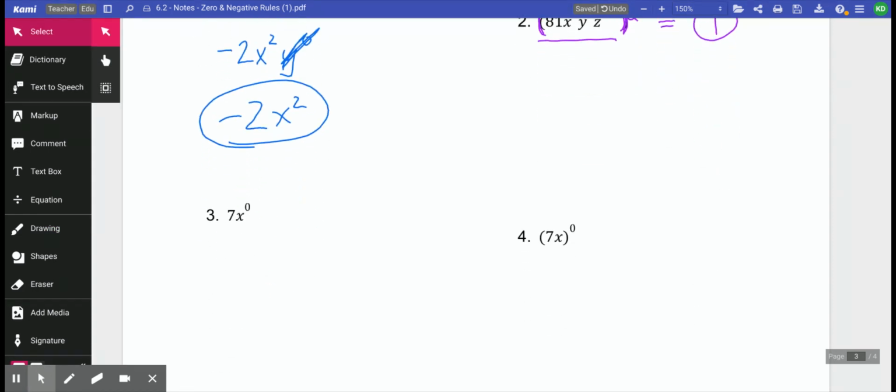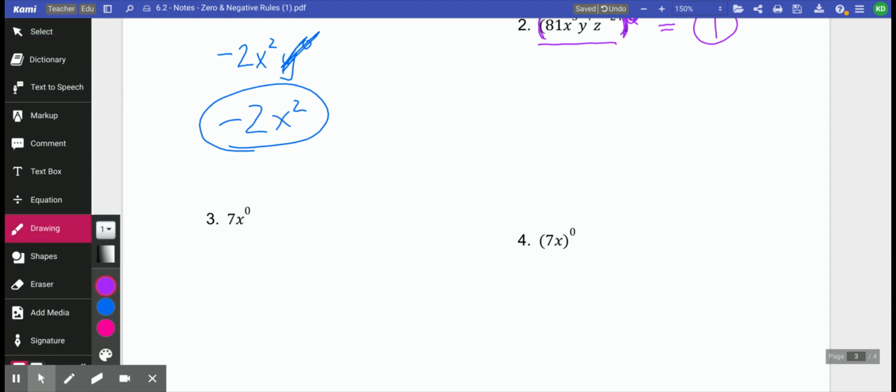Example number 2 here, or practice problem number 2. We've got 81, x to the third, y to the 7th, z to the negative 24th, all in parentheses, all raised to the 0 power. So what is anything to the 0 power? 1. Done.